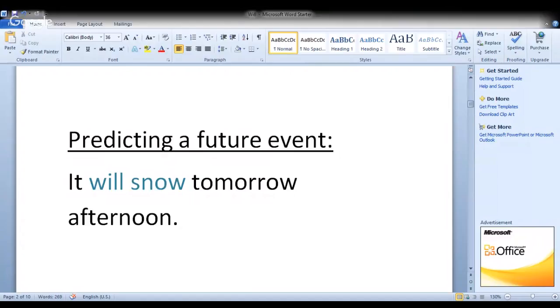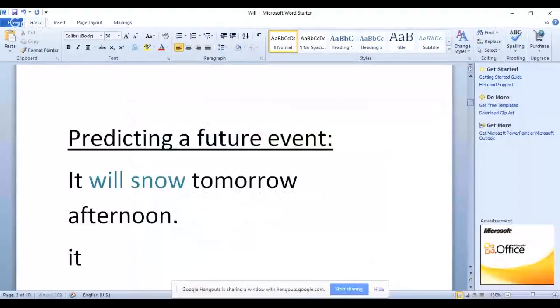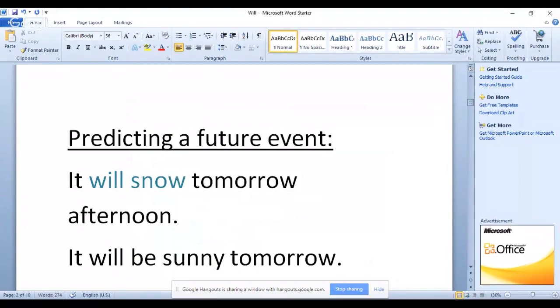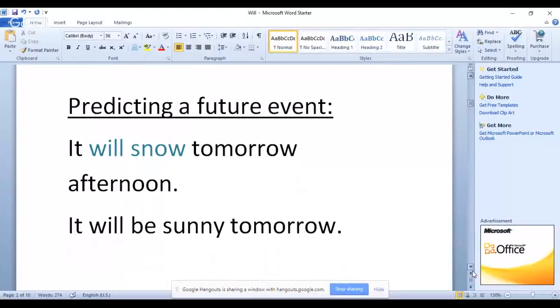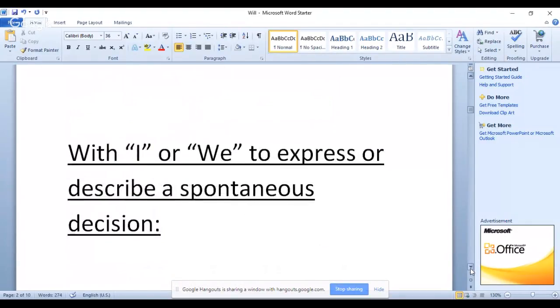Okay. It will sunny tomorrow afternoon. It will be sunny. Because you need the verb, yeah, so it will be snow, sunny. It will be sunny tomorrow. Yep, it will be sunny. I'll say tomorrow. Okay, good. And that's exactly it. You're predicting something in the future. And with tomorrow, that's all we need for it to be a future event. So very good. Moving on to the next one.